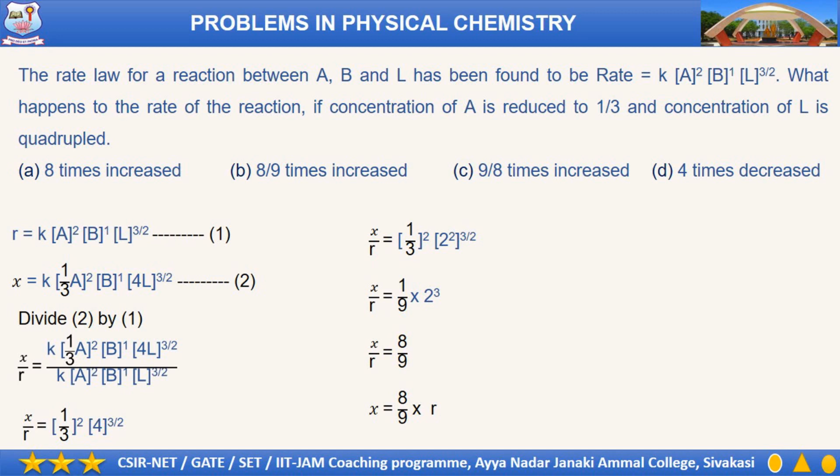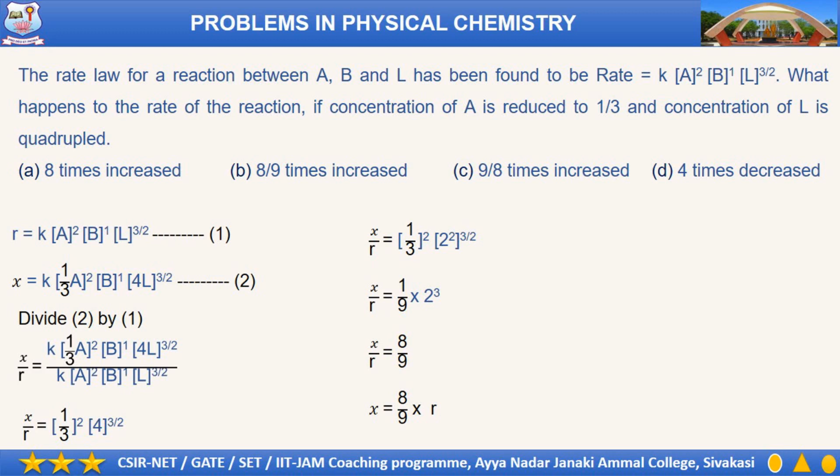What is the value of 4 power 3/2? I'm sorry. This is 4 power 1 into 4 power 1/2. 4 power 1 is there and 4 power 1/2 is equal to 2. So it is equal to 8. Or you can work it out like this. 4 can be written as 2 power 2, power 3/2. This 2 and this 2 cancel. 2 power 3 is equal to 8.